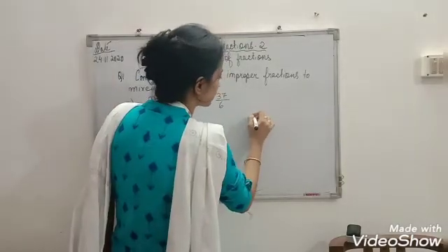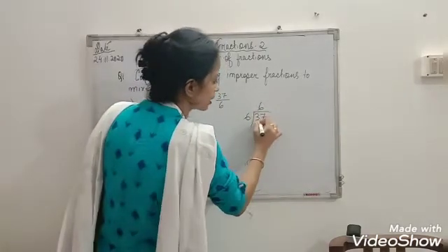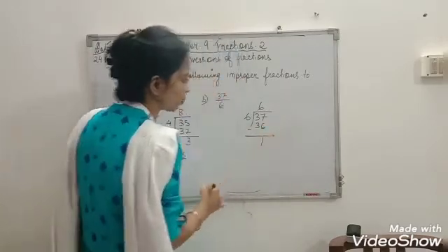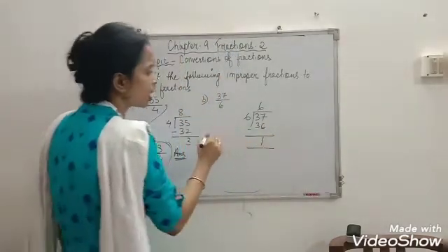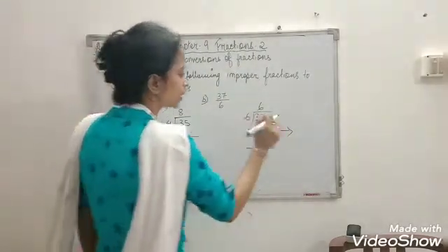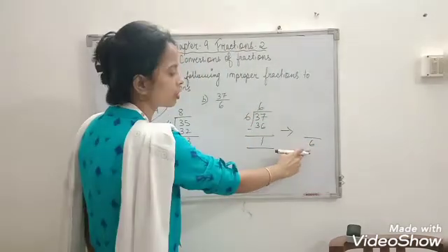Next come to number B. 37 by 6. Divide 37 by 6. So 6 into 6, 36. Subtract, 37 minus 36, 1. So 1 is remainder. Now we are going to convert this into mixed fraction. So as I told you, denominator will remain the same. This divisor I have taken as a denominator.